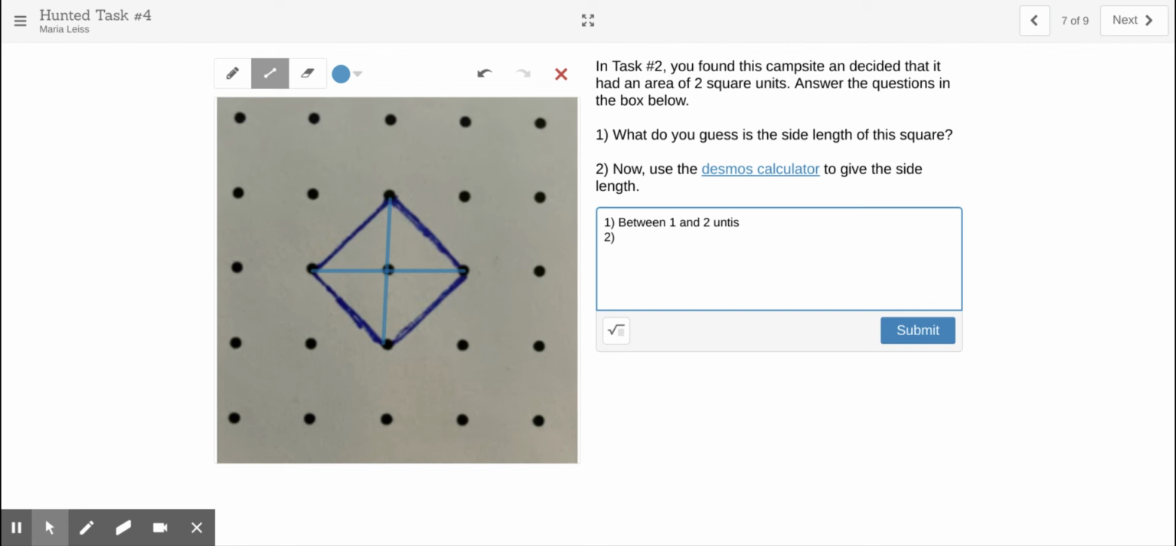Wish I could get my Desmos calculator to show on this screen, but it's not working. But the square root of 2 is going to give you a decimal that starts with 1.4121 and then goes on to 3562. So this is the exact answer. Okay.